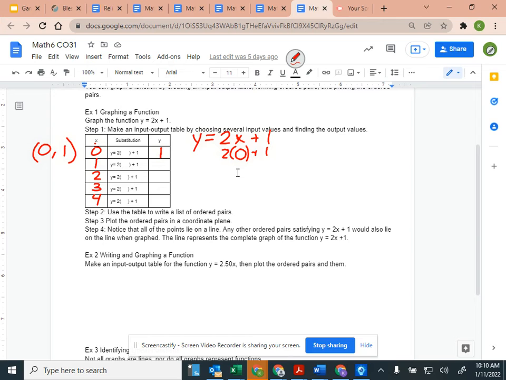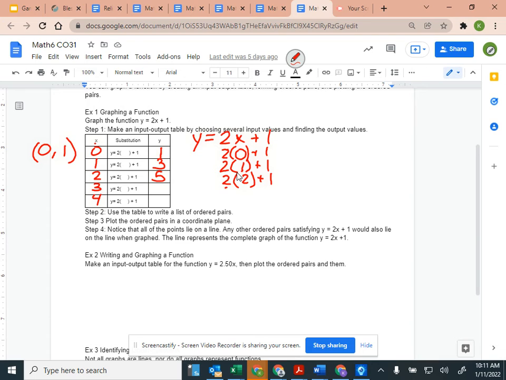Now if I put a 1 in, 2 times 1 plus 1, what is my y going to be, Lily? 3. Because 2 times 1 is 2, plus 1 is 3. Now I'm going to put a 2 in. What is my y going to be, Ryan? Your y would be 2 times 2 plus 1. 2 times 2 is 4, and then plus 1 is 5.